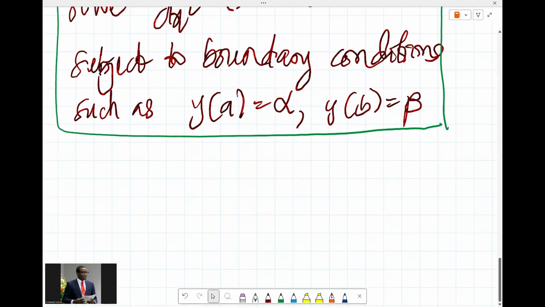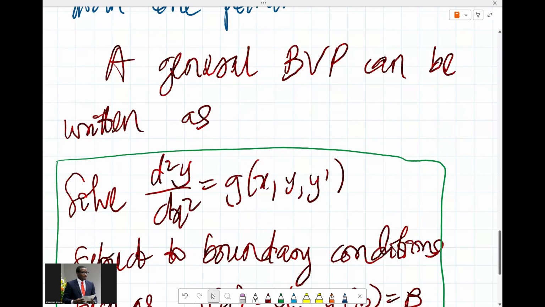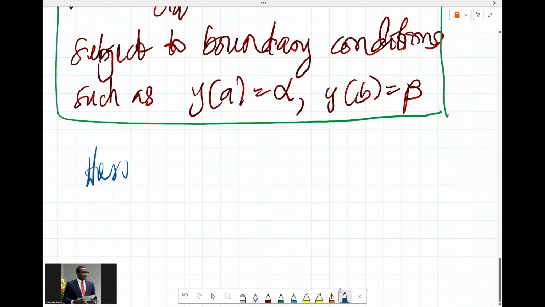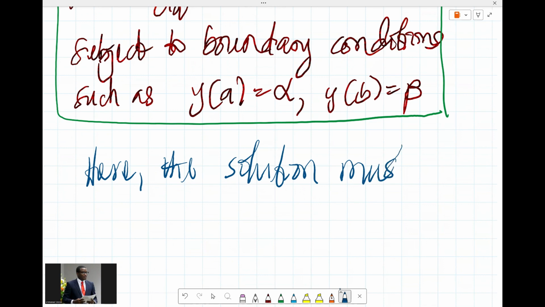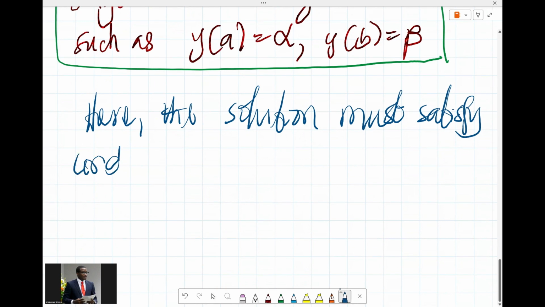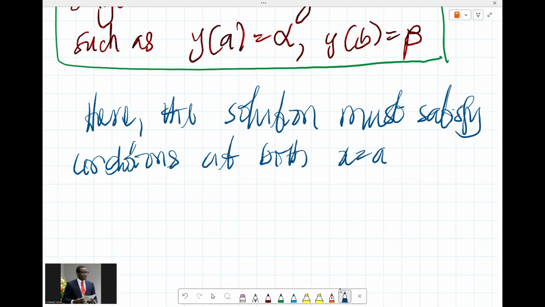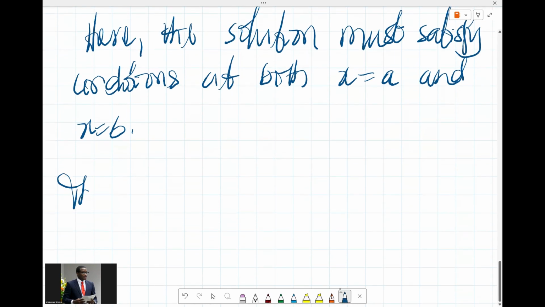So what are we doing here? What is our goal in this situation? Here, the solution must satisfy conditions at both boundaries, so to speak, at both x equals a, that's the a you see here, and x equals b, like here. Those are the boundaries.